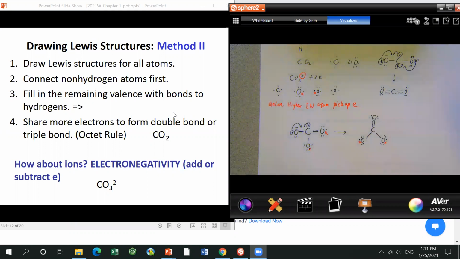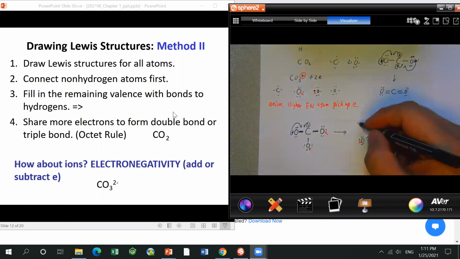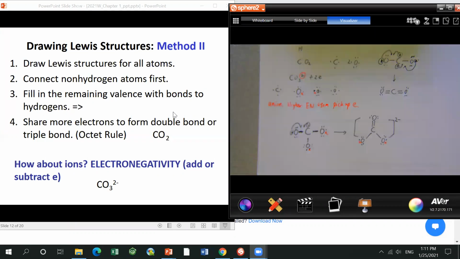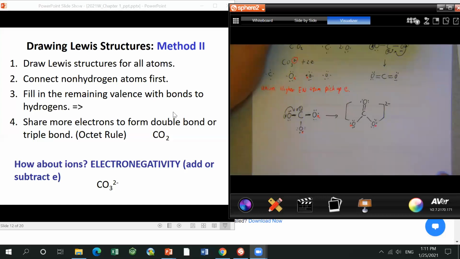So that's not done yet, because this is an ion, you need to put it in brackets and then label the charge. So that gives the final structure, CO3 2 minus. All right, so next, how about the cation?